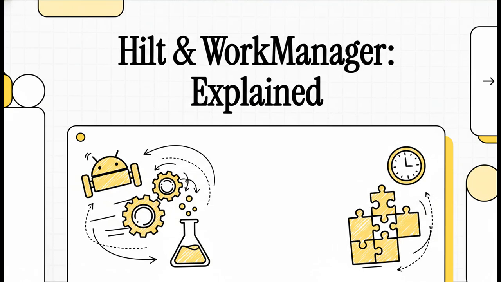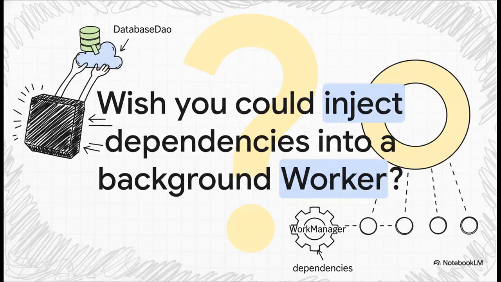All right, let's talk about something that's probably been a real headache for a lot of you Android developers out there. You've got your awesome clean dependency graph with Hilt, and you've got your powerful background tasks running with WorkManager. But getting those two to talk to each other, yeah, that can be a pain. Well, today we're going to fix that. Let's dive in.